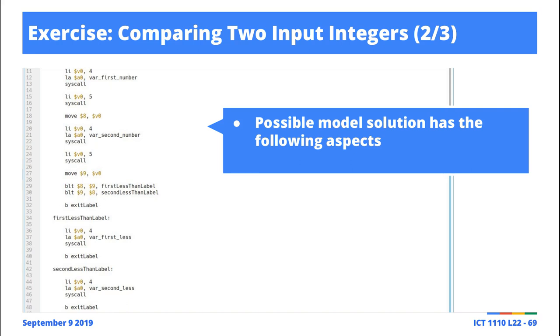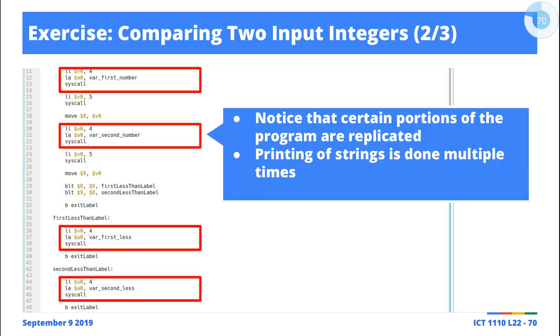So here's the thing. You notice that there's a possibility of us factoring out common functionality. Notice that this code fragment, this code fragment, this code fragment, this code fragment is just the same. We're printing the string here. So why can we not just implement a procedure that does this, just as an example? A procedure will just print strings.